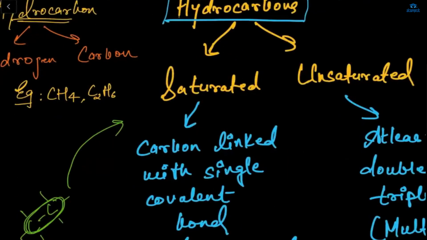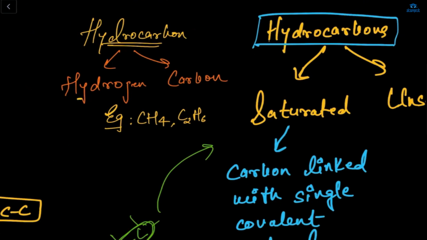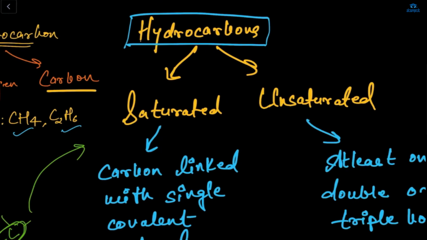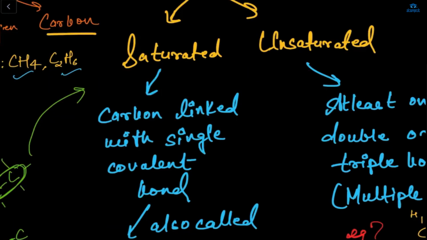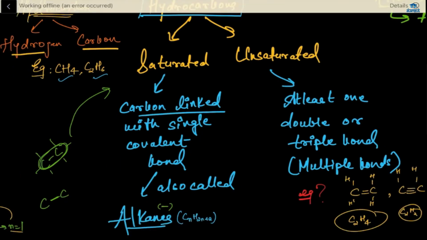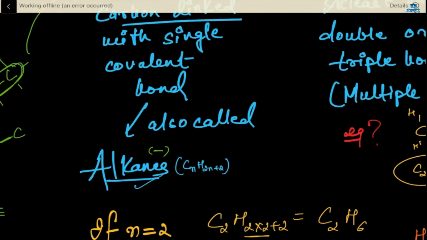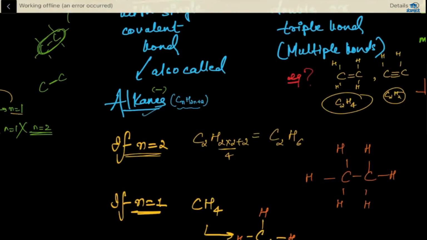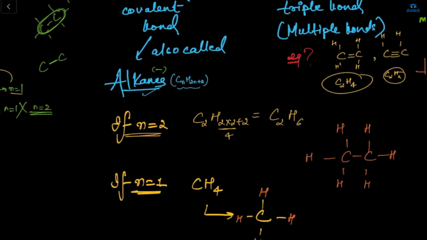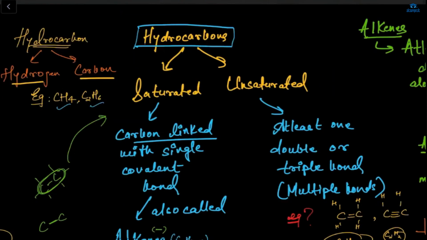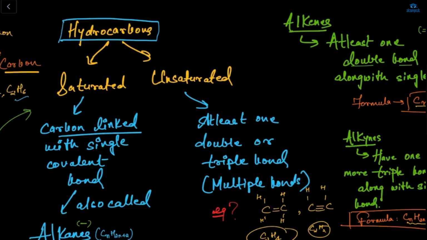So here, hydrocarbons are made of hydrogen and carbon. Examples are CH4, C2H6. Hydrocarbon is of two types: saturated and unsaturated. Saturated means carbon linked with single covalent bonds, which are known as alkanes, where there will be only single bonds, and the general formula is CnH2n+2. We can take n as 2, 3, 4, 5, anything. Unsaturated means at least one double or triple bond.